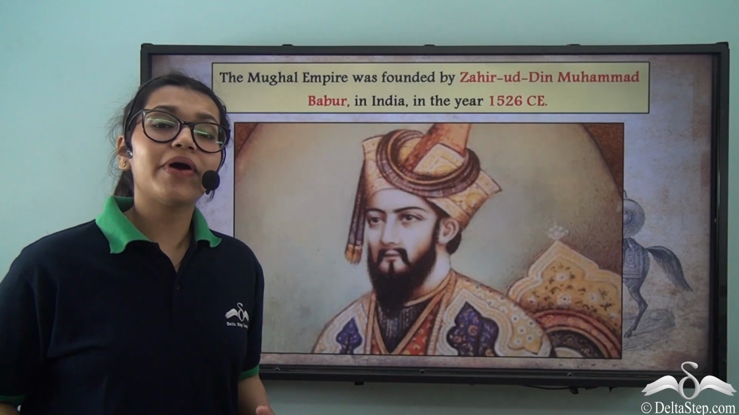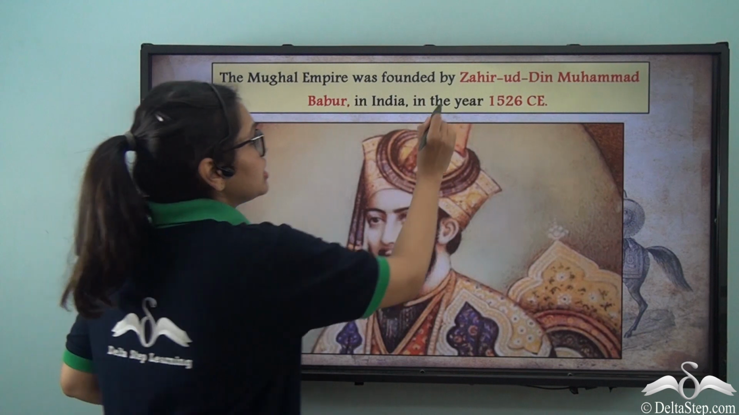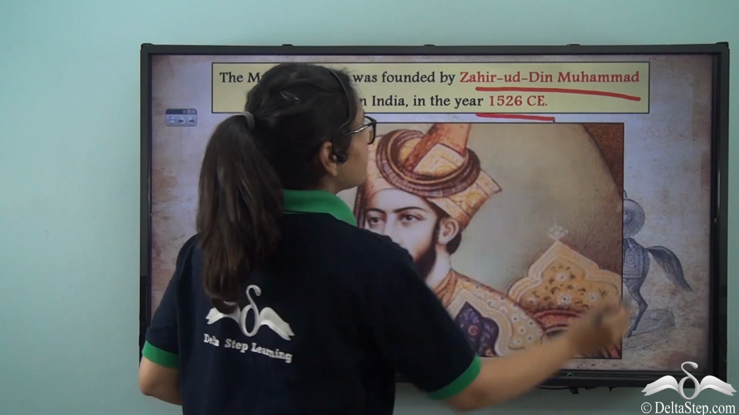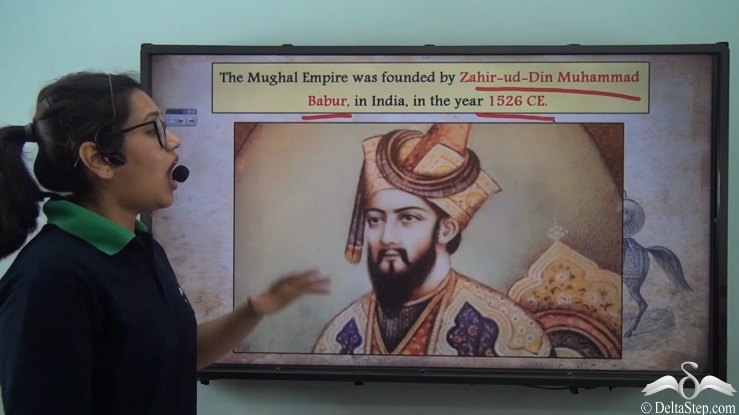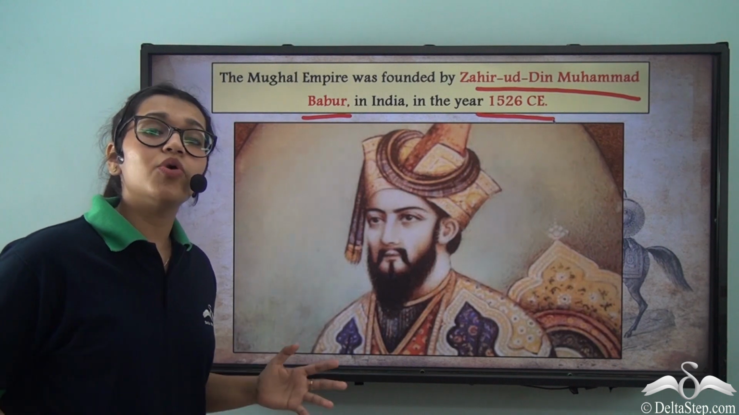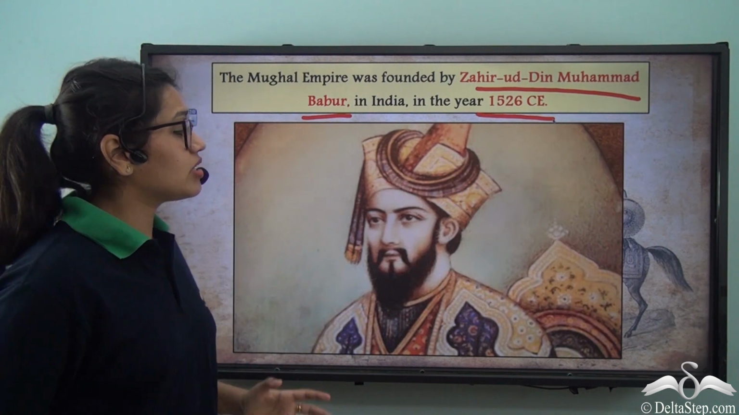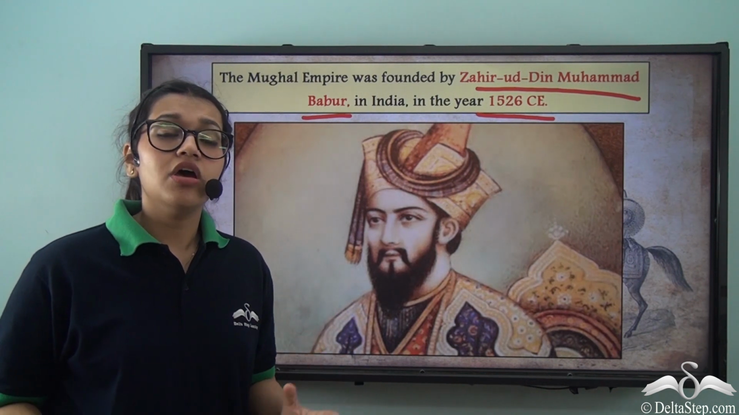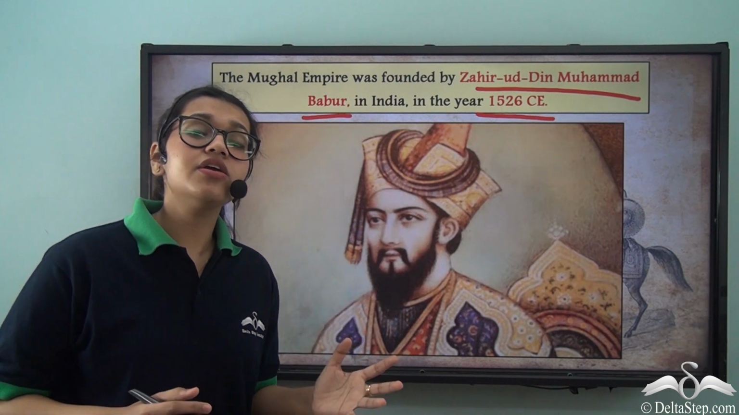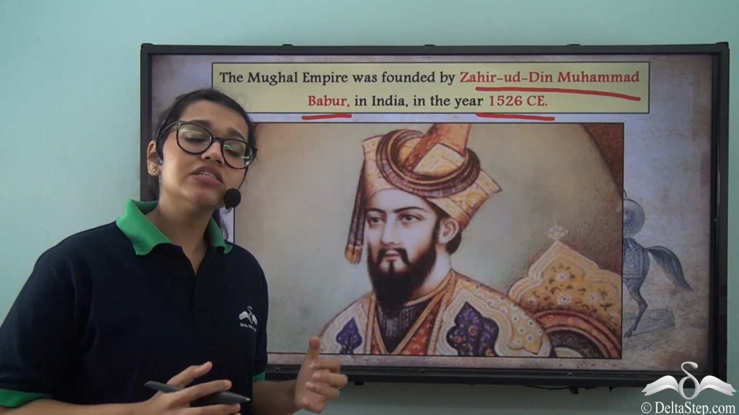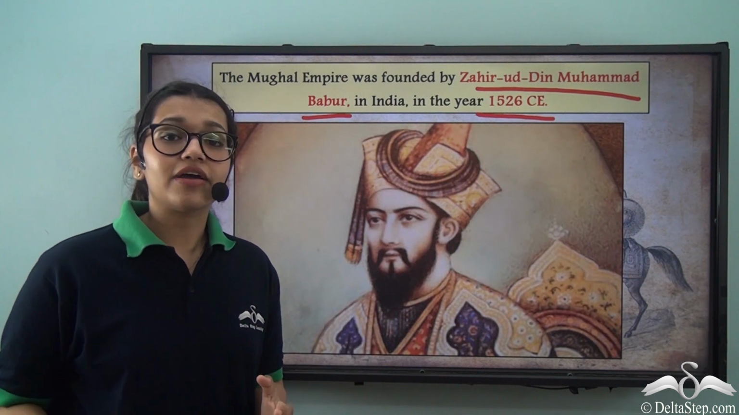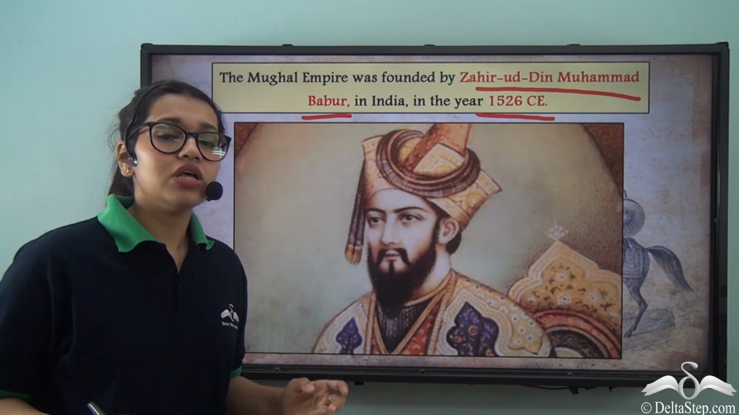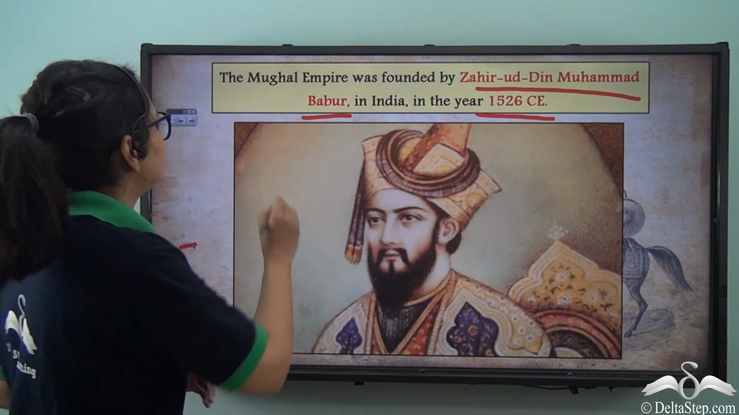Well, you see, the Mughal Empire was established in India by Zahiruddin Muhammad Babur. When was it started? Well, in 1526 CE. So let us see how did he come to India and how did the Mughal Empire begin. Well, what is important to know is that Babur himself was a descendant from two very famous rulers. From his mother's side, he was a descendant of Genghis Khan, and from his father's side, he was a descendant of Timur Lenk. In fact, the word Mughal is also the Persian word for Mongol. So let us learn more about Babur now.